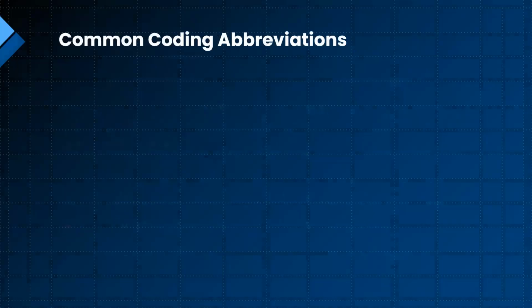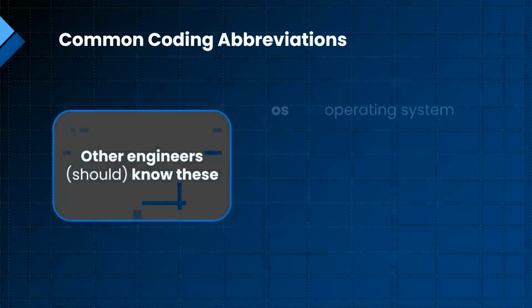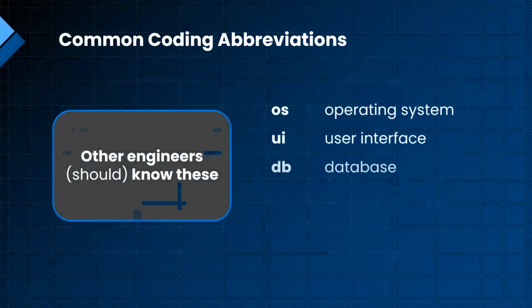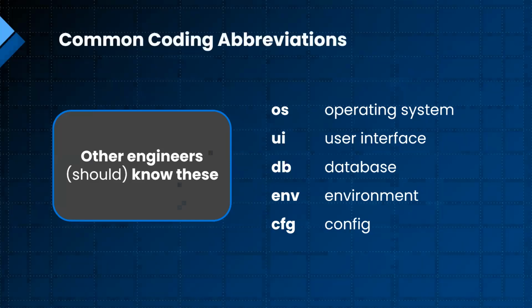So coding abbreviations, those are things that every developer knows, right? So things like OS stands for operating system, right? UI is a user interface. A DB is a database. ENV is an environment, and a CFG is a config, right? All of you guys probably knew most of these and recognize them immediately. And I would say most professional software engineers should be able to recognize what these terms mean. So I would say that abbreviations like these are okay.